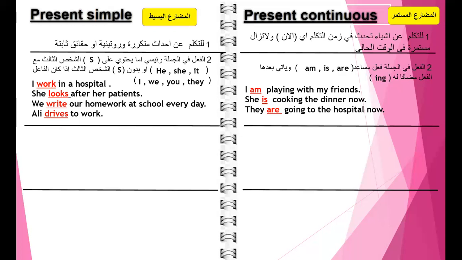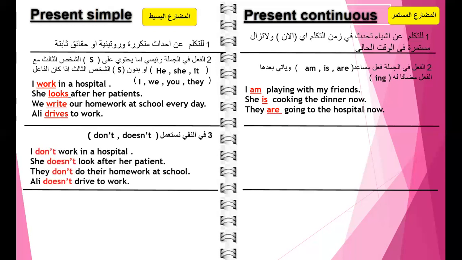They are going to the hospital now. هم يذهبون إلى المستشفى الآن. We use the helping verb are and we add ing to the verb go. It will be going. راح نستعمل الأفعال المساعدة am, is, are. As I said, I with am, he, she, it with is, they, we, you with are. والظروف اللي استعملها now, today.